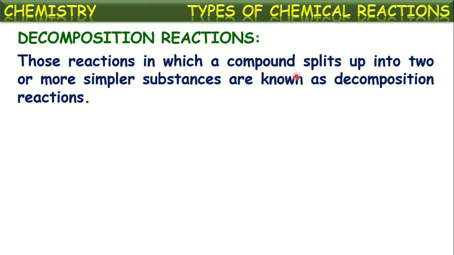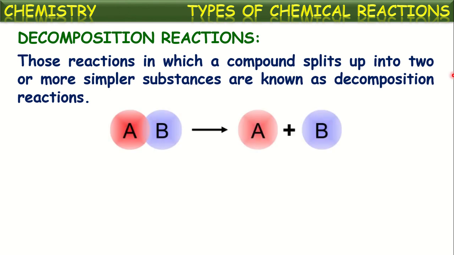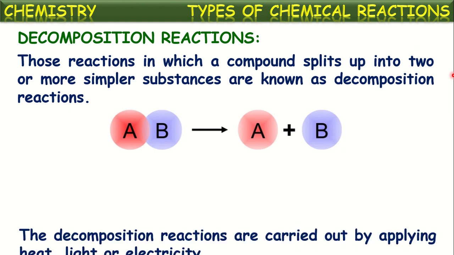The chemical reactions in which a compound splits into two or more simpler substances are known as decomposition reactions. For example, say symbolic representation of equation: AB is a compound. It is splitting into A and B, two new substances. Means a single substance splitting into two substances. This kind of reactions are called decomposition reactions.